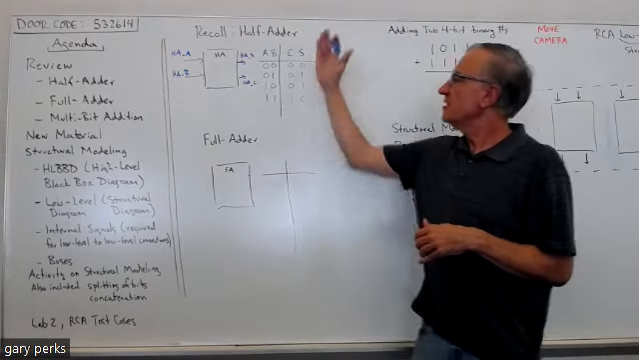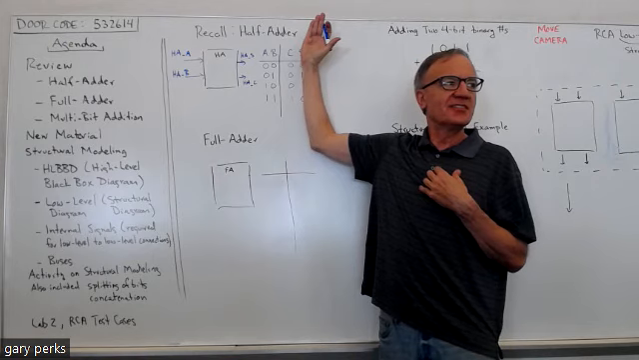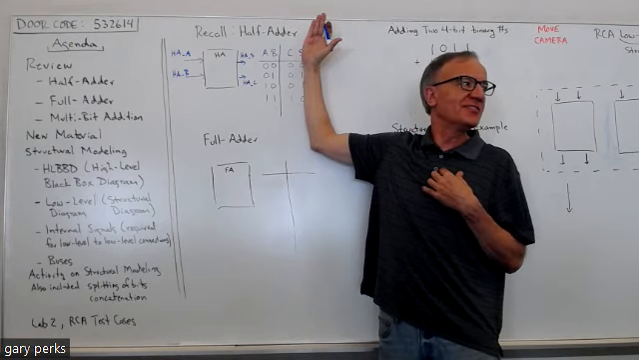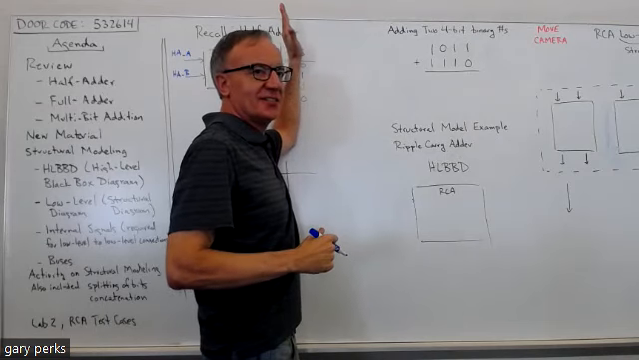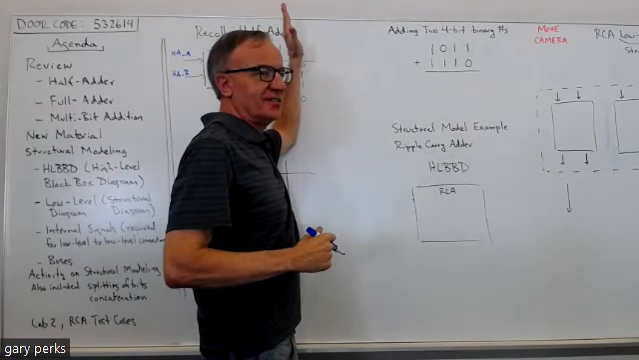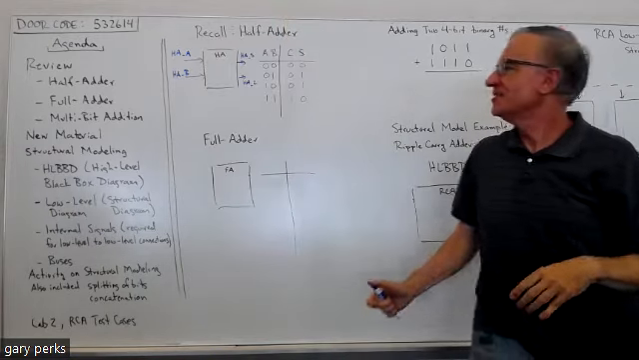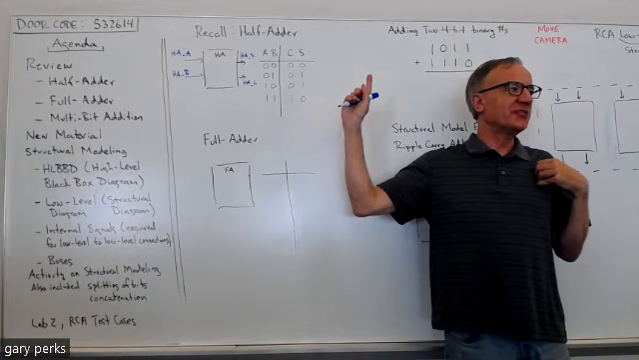And then what kind of gate did you use for the C output? For the C output, it's only a 1 when all inputs are 1. And what kind of gate did you use for the S output? Exclusive OR, good. All right, so any questions on the half adder? Again, just a quick little review of what we did last time.